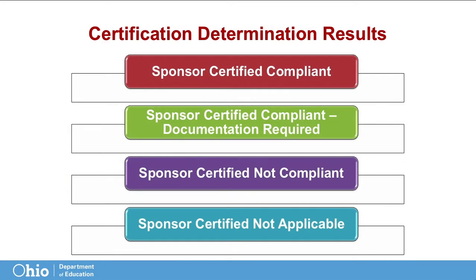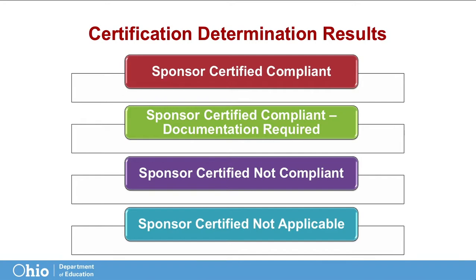The possible results in the certification determination column are sponsor certified compliant, sponsor certified compliant documentation required, sponsor certified not compliant, and sponsor certified not applicable. For component questions with more than one question for an item, be mindful that if your response to question 1 makes the second question not applicable, do not answer question 2.